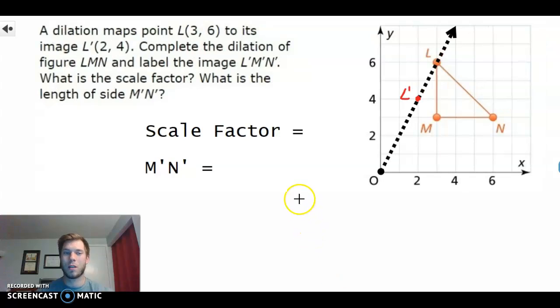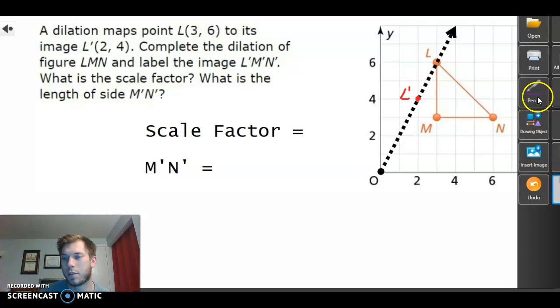Okay, moving on. So now we have a dilation that maps point L up here, 3, 6, to its image L prime, which is 2, 4. Complete the dilation of figure LMN, and label the image L prime, M prime, N prime. And then figure out the scale factor and what the length of side M prime N prime is. So let's go ahead and complete the dilation here and see what else we can figure out.